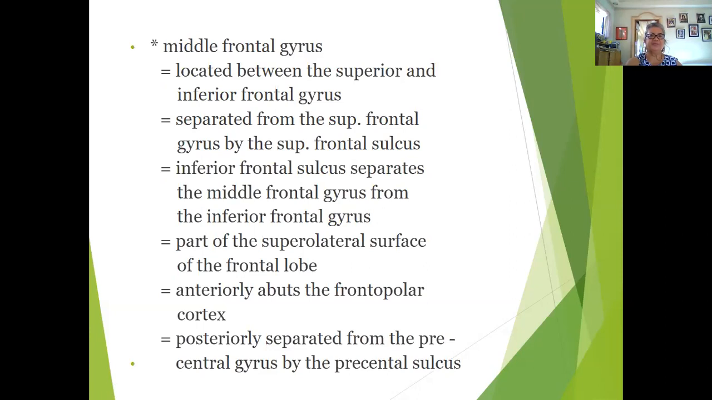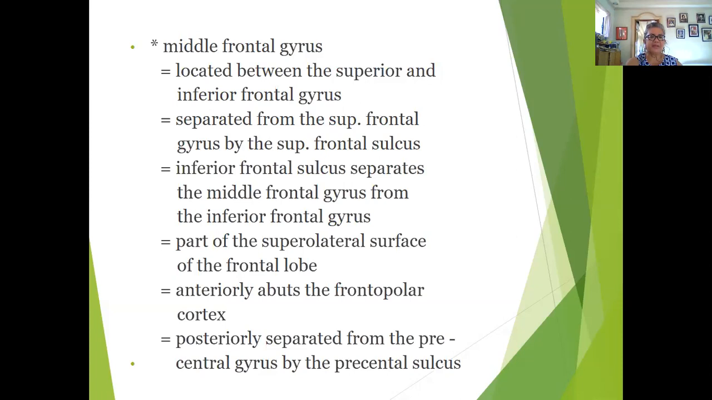Then you have the middle frontal gyrus. This will be located between the superior and inferior frontal gyrus. And this will be separated from the superior frontal gyrus by the superior frontal sulcus. Then the inferior frontal sulcus separates the middle frontal gyrus from the inferior frontal gyrus. So part of the superolateral surface of the frontal lobe is the middle frontal gyrus. And anteriorly, it will abut the frontopolar cortex.